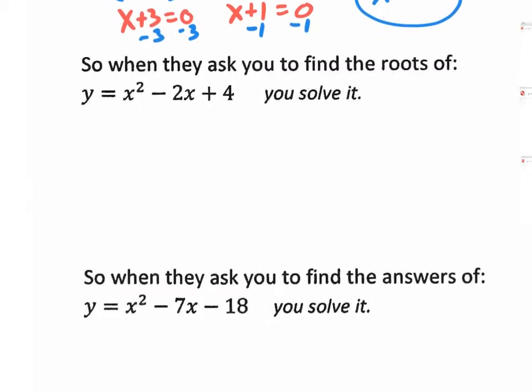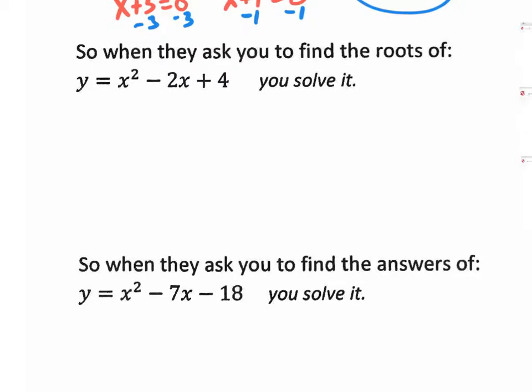Let's move on here. It says, so when they ask you to find the roots, don't be confused. What the heck? What are they talking about roots? That means just solve it. So let's solve it in a similar way. We're going to set y equal to 0. So we really have the quadratic trinomial equation, x squared minus 2x plus 4 equals 0, and let's solve it.